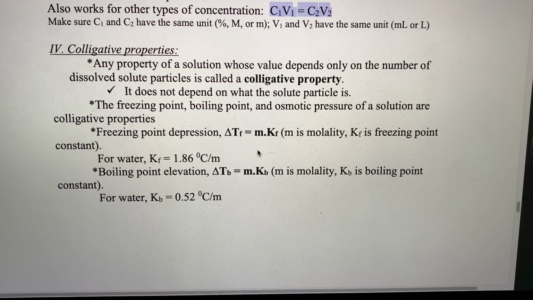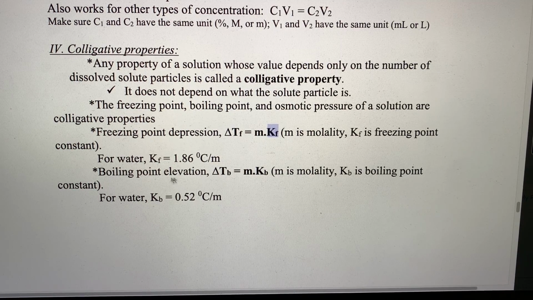For freezing point, the difference in freezing point is called freezing point depression because the freezing point will go down. For example, water, the freezing point is 0 degrees Celsius. When you add in a solute, it will decrease the freezing point, which means it will freeze at a lower temperature. So delta T will be m, which is molality, multiplied by a fixed number, constant Kf. For water, it's 1.86 degrees per molality.